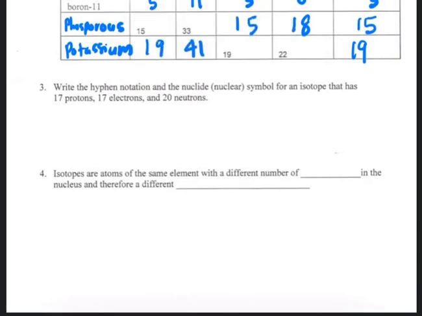Okay, so if you look at number 3 ni kita abaikan sahaja nuklear ni. Okay, write the hyphen notation ni sebenarnya dia suruh buat ni lah symbol of element by stating what is the mass number and also what is the atomic number, and you need to identify the element. So agak-agaknya what kind of element with 17 protons, 17 electrons and 20 neutrons. You can refer to the periodic table juga.